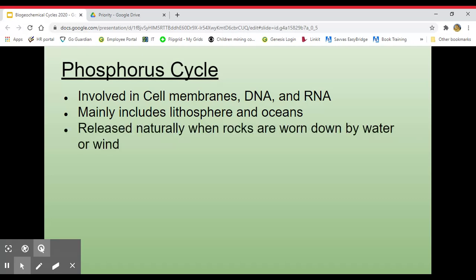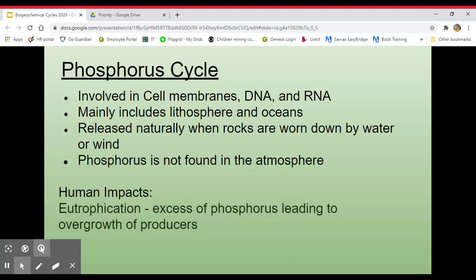Within those rocks and mountains, you're going to get a natural release when rocks are worn down by water or wind through the process of erosion or weathering. Through that process, the phosphorus is released as it breaks down and can travel to different places of the earth. Unlike the other two cycles of nitrogen and carbon, phosphorus is not found in the atmosphere, so it is not stored up in the atmosphere at all. It's mainly stored, like we said, in the lithosphere and in the oceans, and then can travel from there.